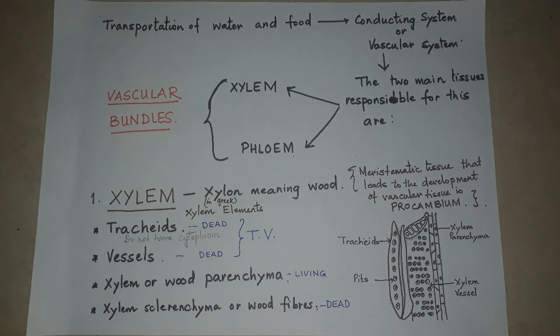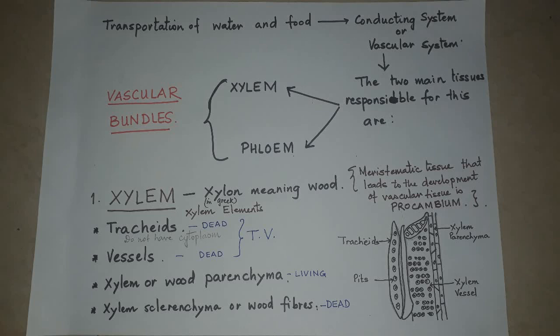Now, how are they formed? How are these vascular bundles, the xylem tissue and the phloem tissue, formed? You all know that meristematic tissues are the growth tissues. So the meristematic tissue that leads to the development of the vascular tissue, which is xylem and phloem, is the procambium. Always remember the meristematic tissue that leads to the development of the vascular tissue, xylem and phloem, is the procambium.